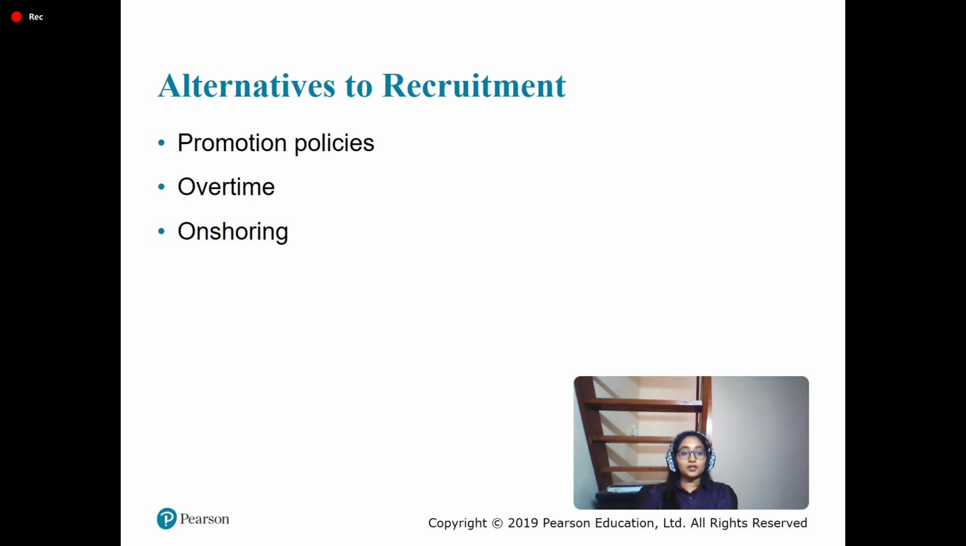Even when there is a need for additional employees, a firm may decide against increasing the size of its regular workforce. Recruitment and selection costs are significant when you consider all the related expenses. Therefore, a firm should consider alternatives carefully before engaging in recruitment. Some of those alternatives to recruitment include promotion policies, overtime and onshoring.